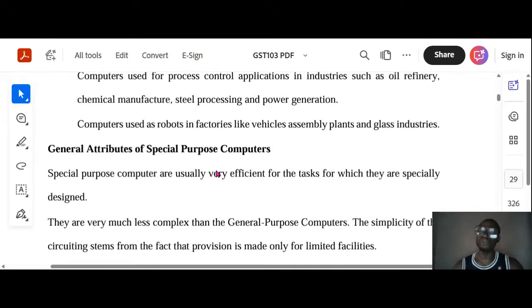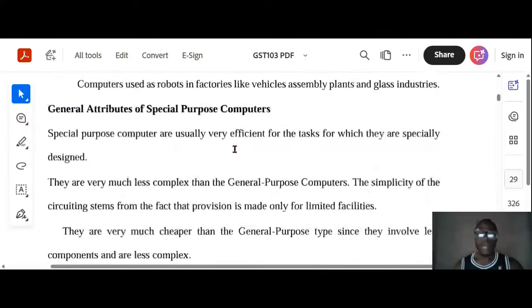They deal with just one particular thing. So the one they use in automating or creating the behaviors of robots in robot factories, the only thing it does all its life is to be creating characters in robots. So that is one thing you need to know on special purpose computers. They are mainly used for some specific, restricted purposes.